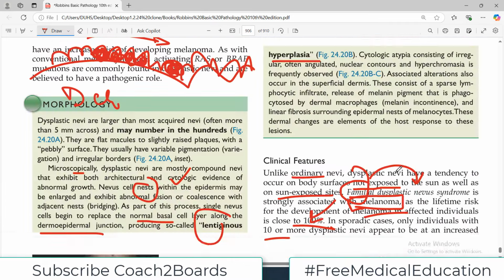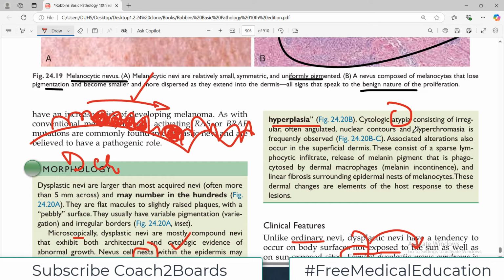Okay, so there will be cellular atypia, hyperchromasia. These are all bad features. Associated alterations also occur in the superficial dermis, because right here is the superficial dermis. So if this cellular layer is disturbed, it will have some impact here as well. And these consist of sparse lymphocytic infiltrate, release of melanin pigment that is phagocytosed by the dermal macrophages. So here are the cells sitting releasing the melanin, and the dermal macrophages eating it up, and this is what is called melanin incontinence. So there is melanin leakage, which is then taken care of by the macrophages.